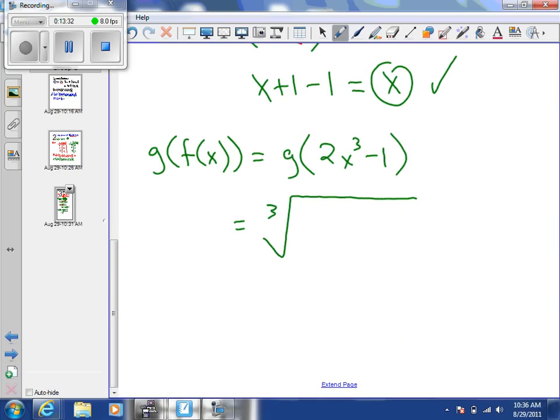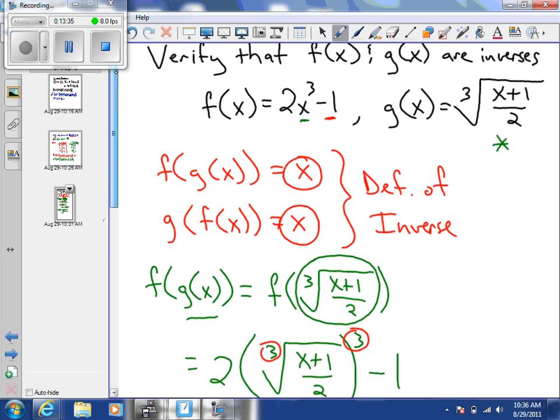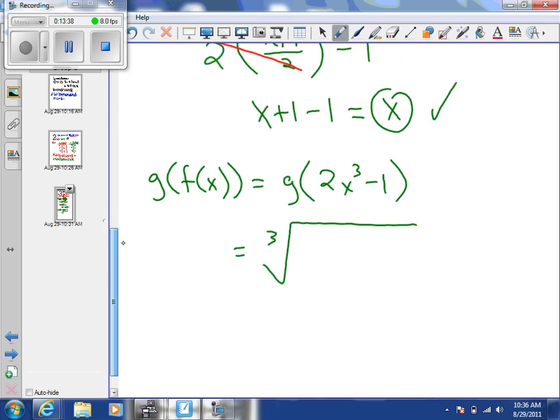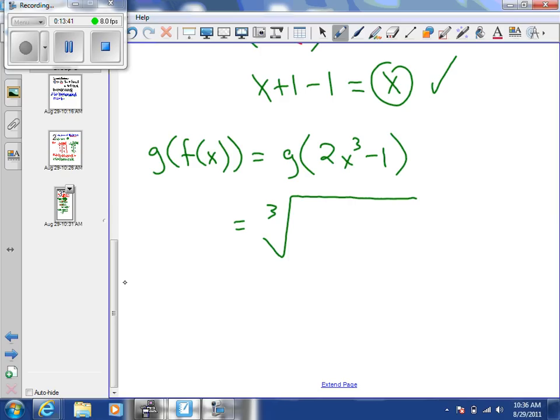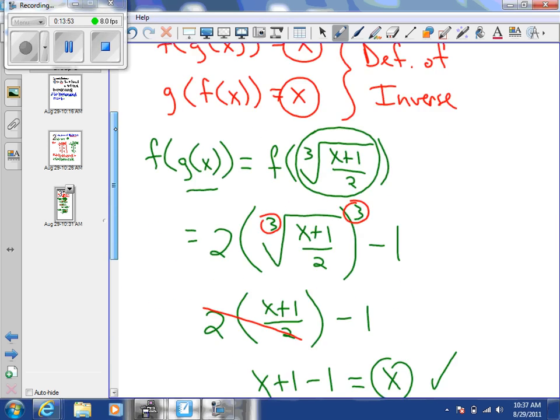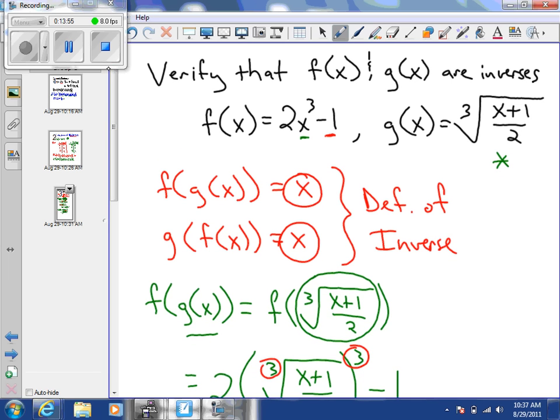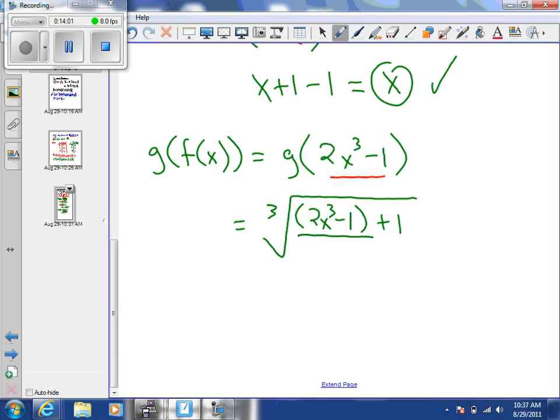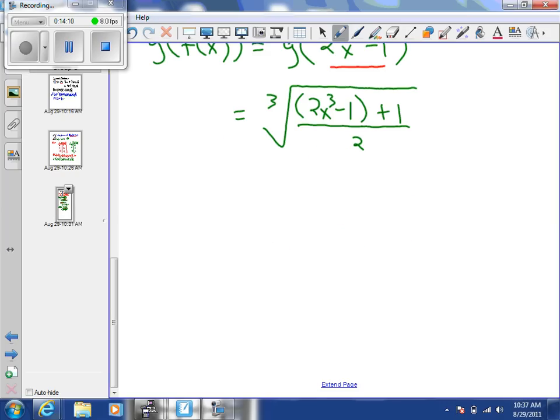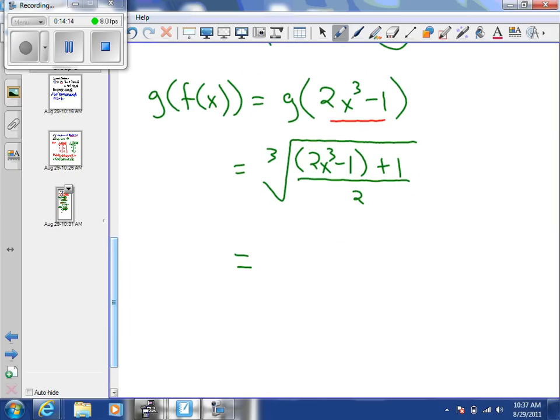So what I'm doing down here, I'm going to do the cube root of, now instead of just writing it as x plus 1 over 2, x has to become this stuff. So 2x cubed minus 1, that's the x. I still have plus 1. I'll show you that up here. Okay, so I got that plus 1. That's what I just wrote down. And all of that stuff is going to get divided by 2. All right, so we'll simplify here and see what we get.